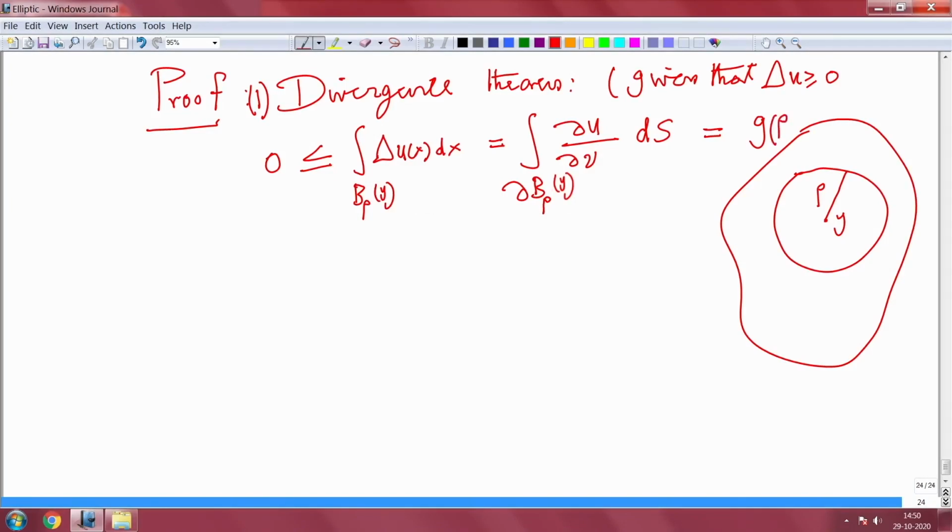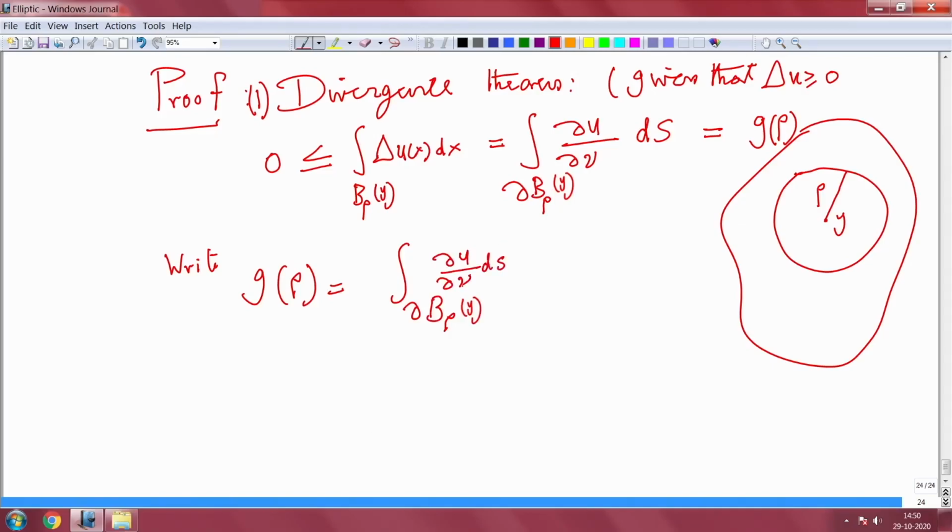So, I call this 0. This is my definition of g rho, and g rho is positive. I want to do something now. Write g rho is equal to the integral over the boundary of B rho of y, of du by d nu. I may not write d nu ds each time.